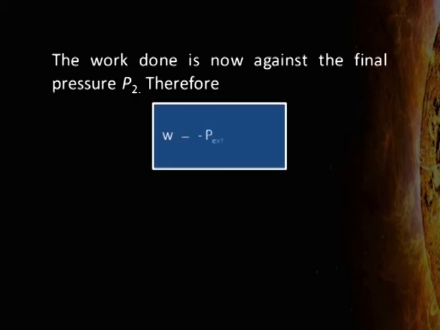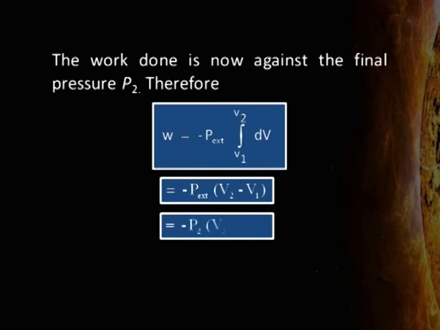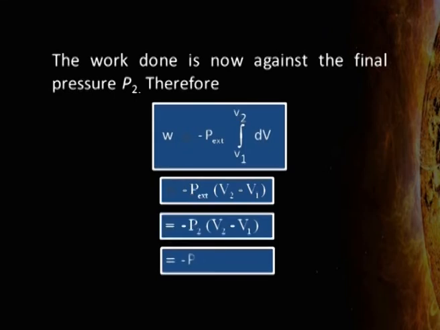Therefore, W will be equal to minus P external into integral of dV within the limits of V1 and V2. Therefore, we will get W equal to minus P external (V2 minus V1), or we can say W equal to minus P2 multiplied by (V2 minus V1), or W equal to minus P2 dV. Here is an example to understand the calculation of work done in irreversible isothermal expansion of the ideal gas.